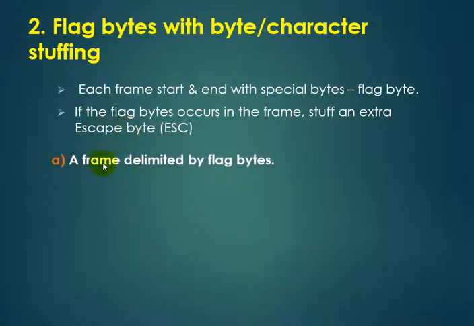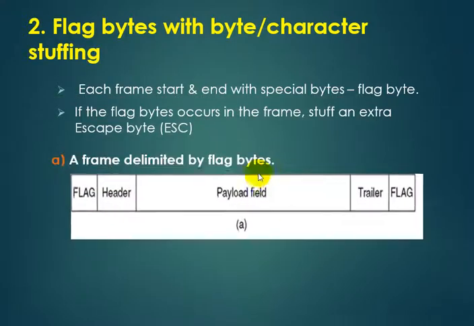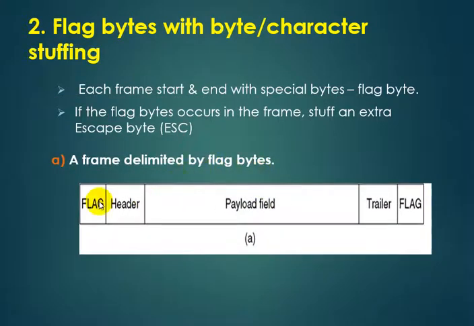Suppose you take a frame delimited by flag bytes, which means just including the flag byte at the start and end of each frame. So this is a frame. At the start and end, just include the flag bytes, named flag. And here the frame consists of a header, payload field and trailer. So this is just a frame. If flag bytes are already in the frame, then what do we have to do? We have to stuff an extra escape byte. So how is it possible?